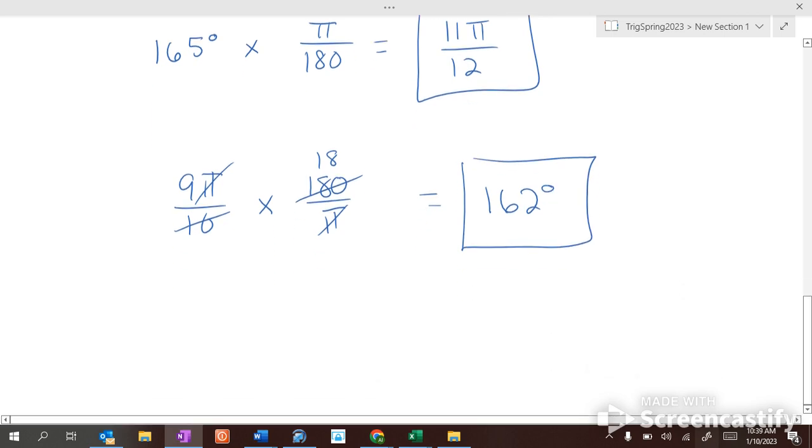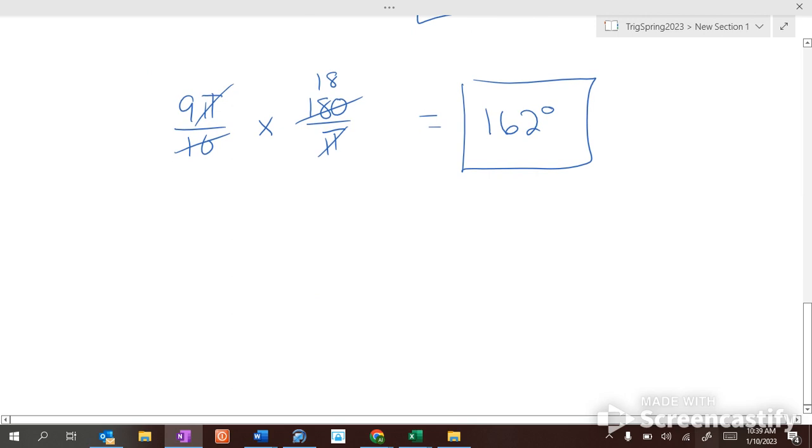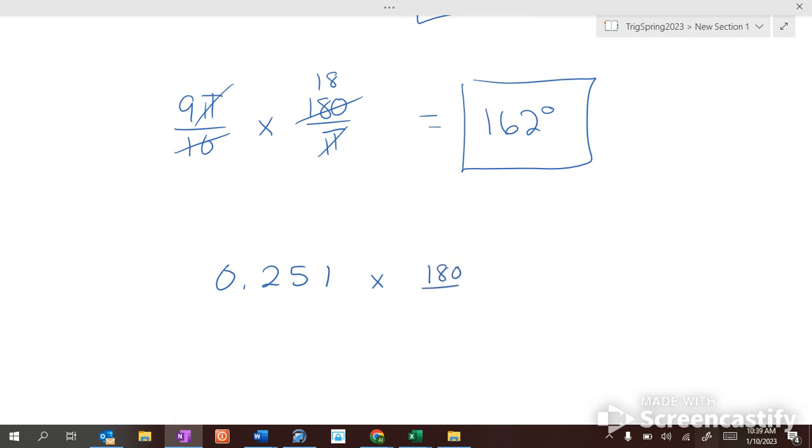162 degrees. Now, not all the time will it be super nice numbers. Let's say we have 0.251 radians, and I want to convert it to degrees. I'm still going to multiply by 180 over pi, but I'm going to get a decimal answer. So you take 0.251 times 180, hit equals, divided by, hit the pi button, hit equals, and you get an answer.